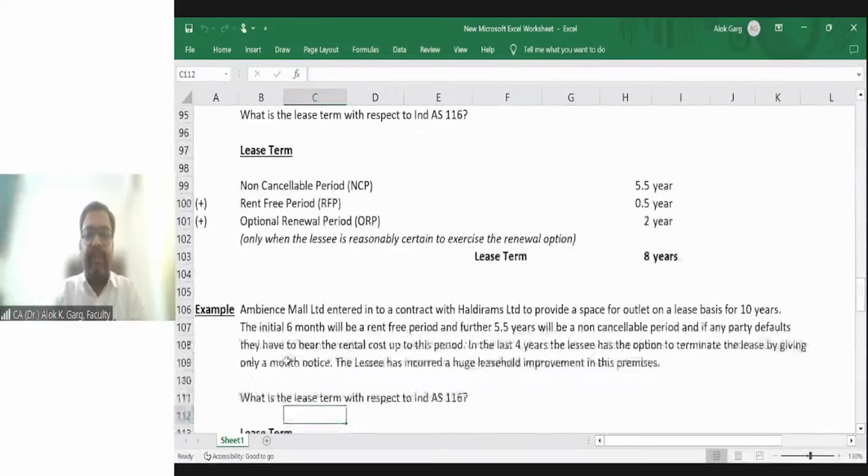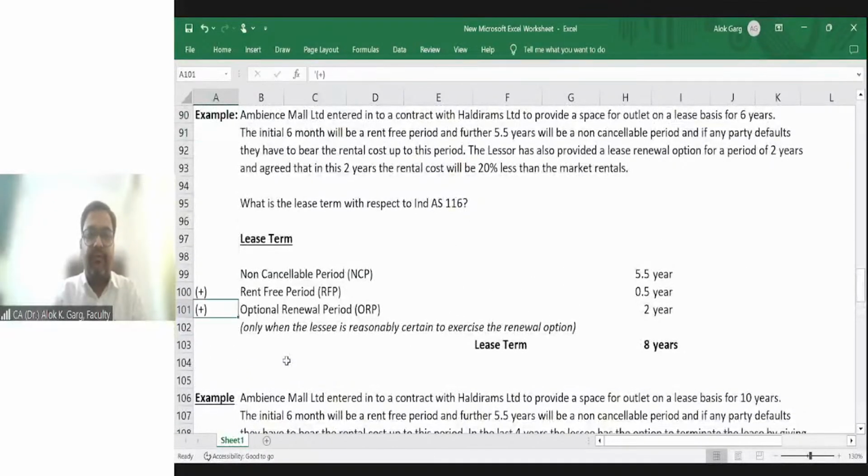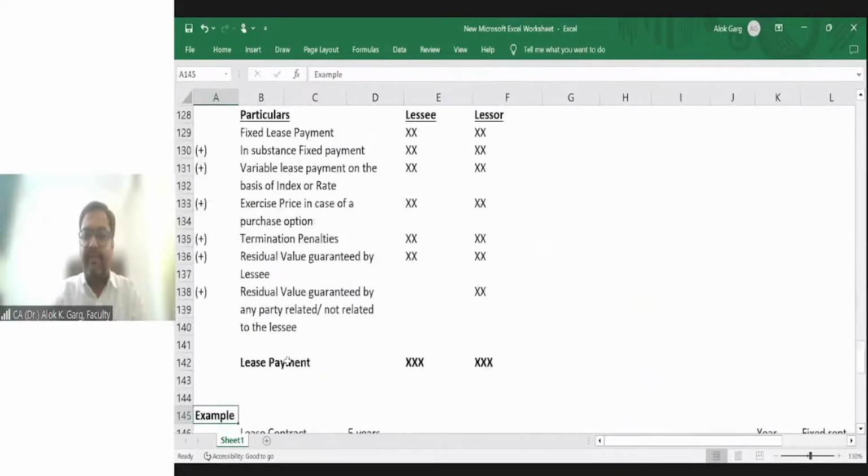Okay. So I believe my Excel file is visible to all of you. Is it visible?